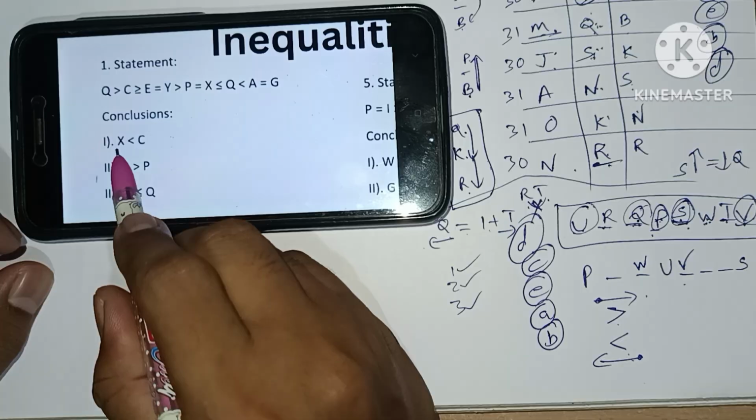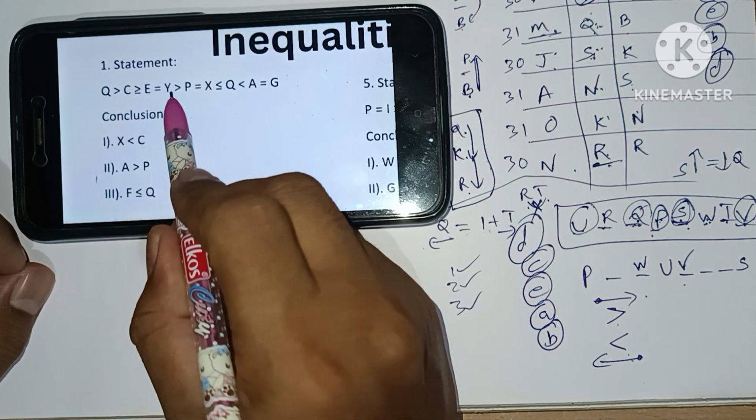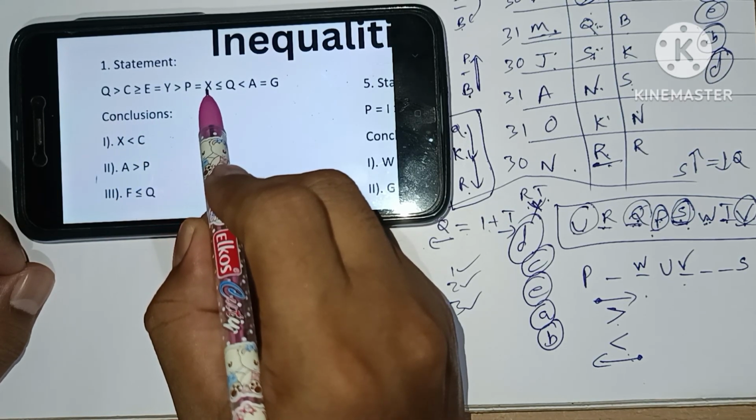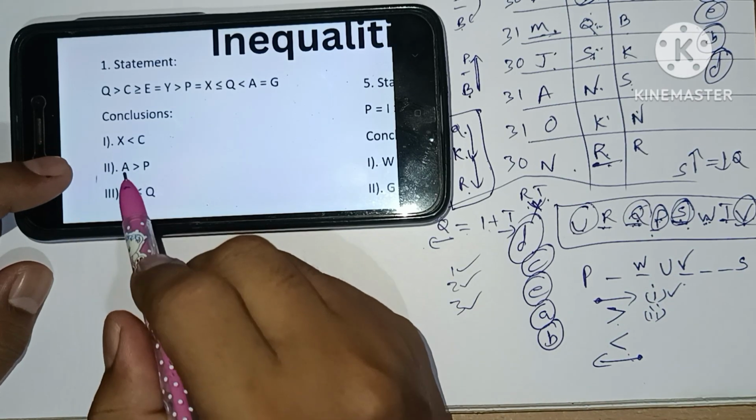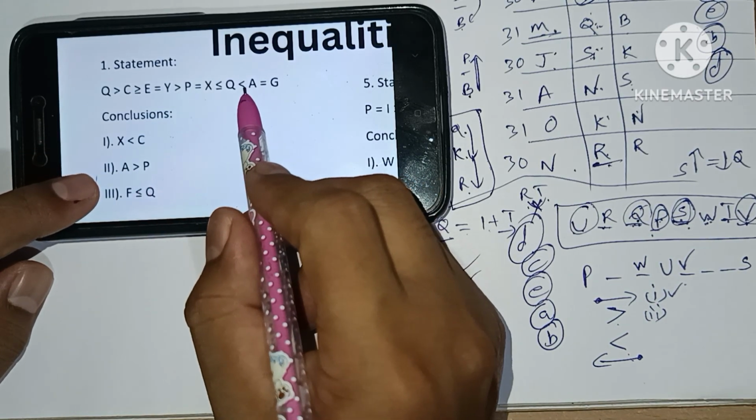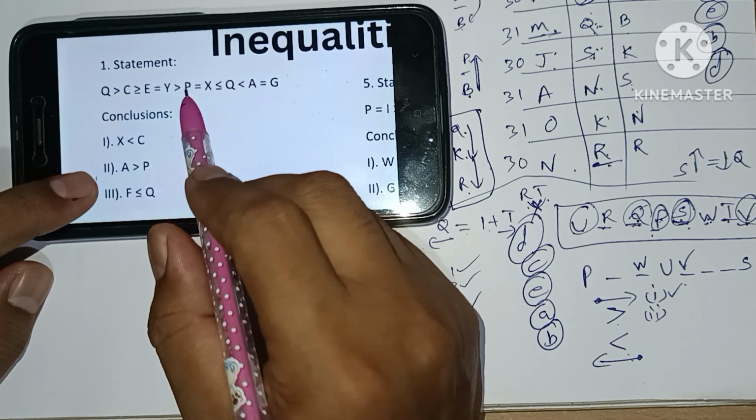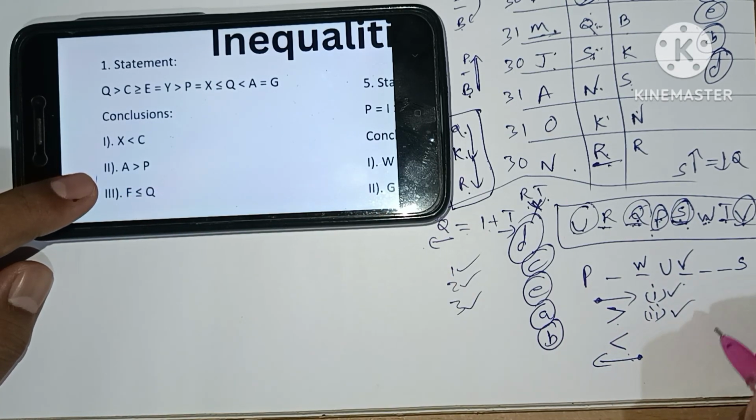The flow from C to X. From C we can reach to E, Y, P and X. It is possible. So first conclusion will be true. Second conclusion. The flow from A to P. From A we are able to reach to X and P. It is also possible. Second conclusion is also true.